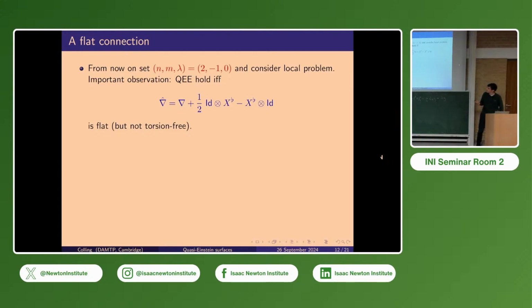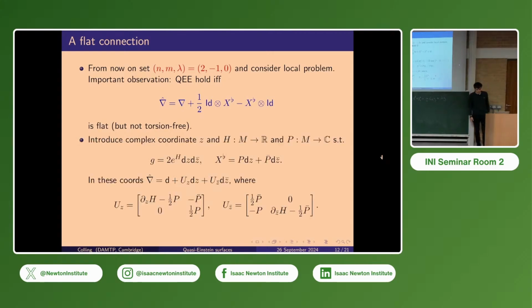But it turns out that we can choose these constants 1/2 and -1 in such a way that the Quasi-Einstein equations are equivalent to this connection nabla hat being flat. And so this observation will lead us to a Lax pair for the Quasi-Einstein equation. To do this, we'll choose some coordinates. We'll pick a local complex coordinate z, such that the metric and the one-form dual to X take this form, where p is some complex function and h is some real function.